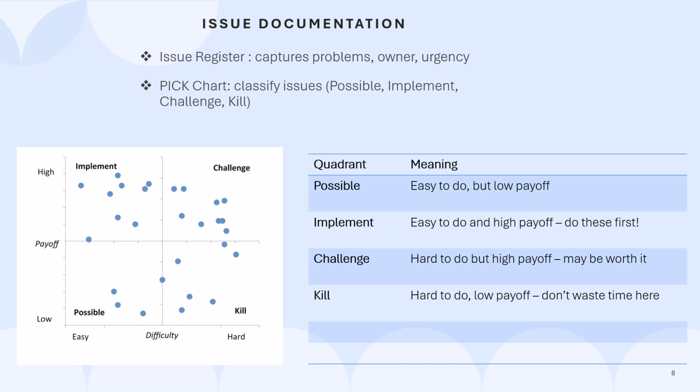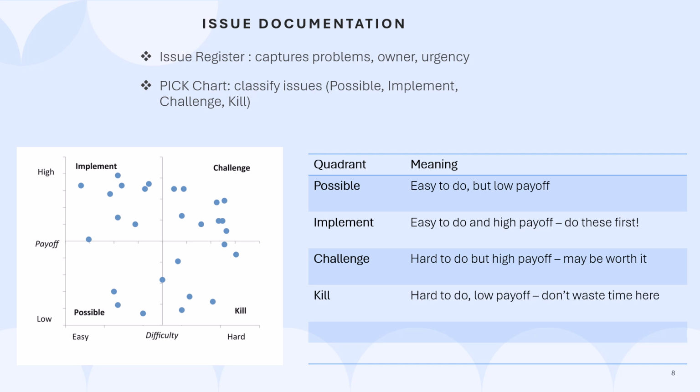Once we have identified process inefficiencies or complaints, whether through interviews, observations, or workshops, we need a way to capture and prioritize those issues systematically. So let's say during process analysis, we identified 10 different issues. Instead of guessing where to start, we log each one in an issue register, so everyone is clear about what needs attention.